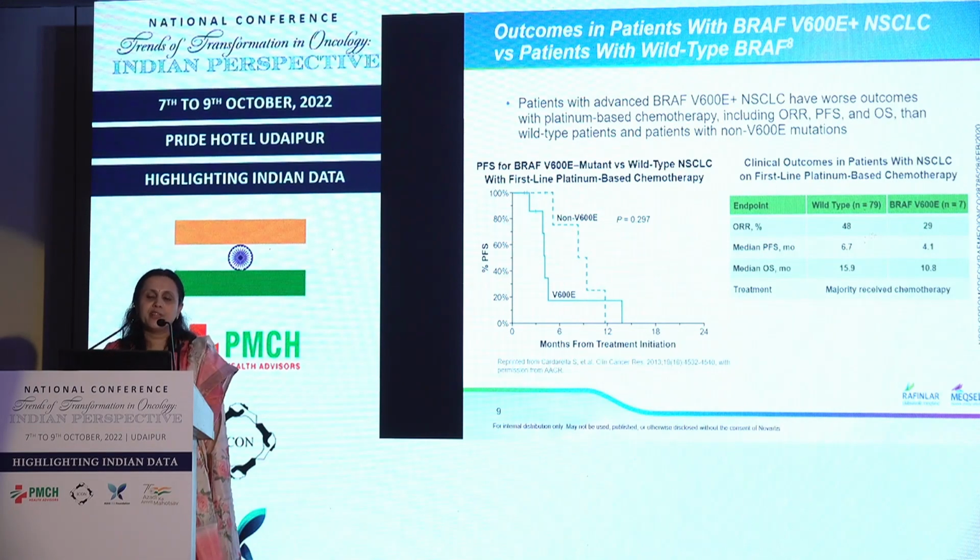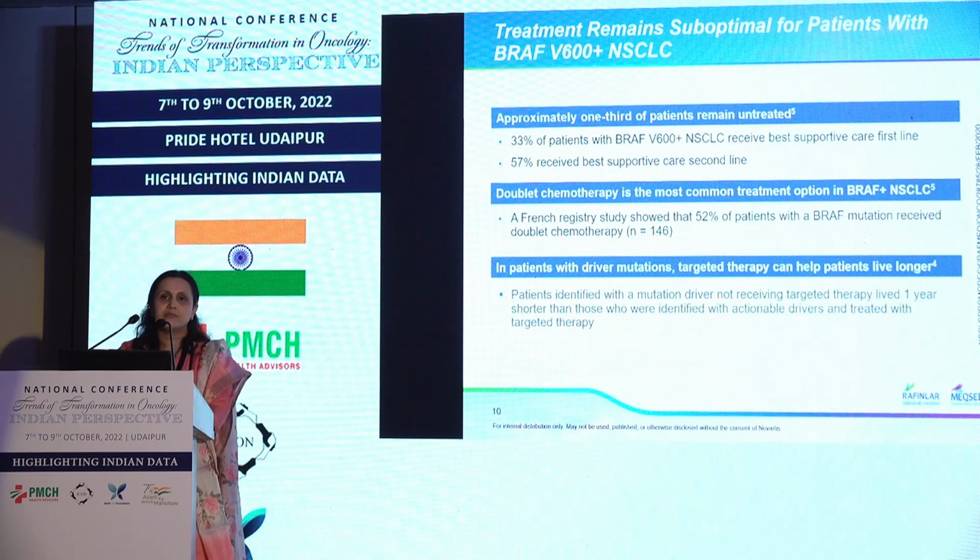Outcome in patients with BRAF V600E mutations versus those with wild type: if we look at this table, the clinical outcome we can see with a BRAF positive patient, the overall response rate with first line platinum therapy is just 29%, and the median PFS is 4.1 months, median OS is 10.8 months. So treatment still remains suboptimal for patients with BRAF V600E positive NSCLC.